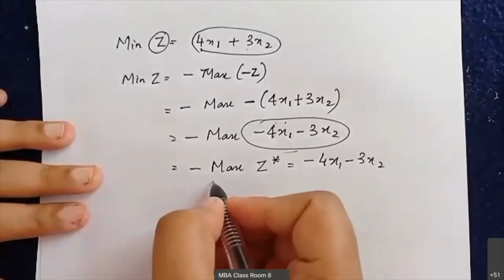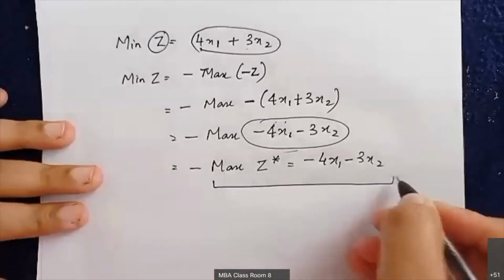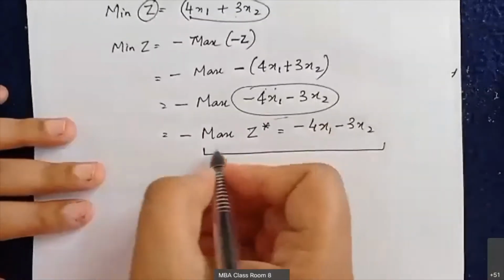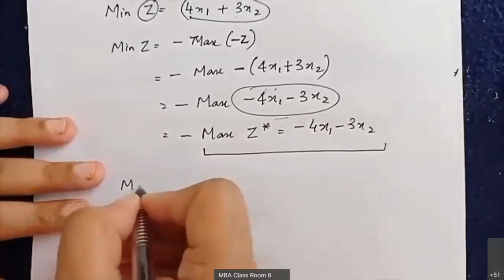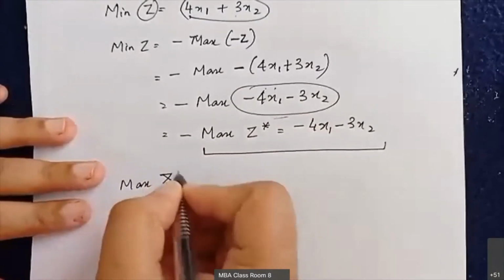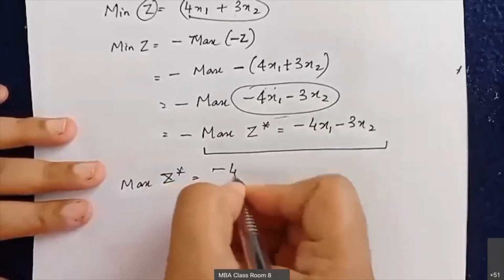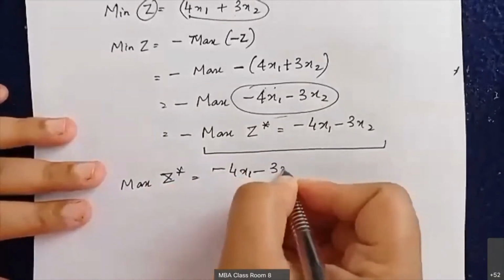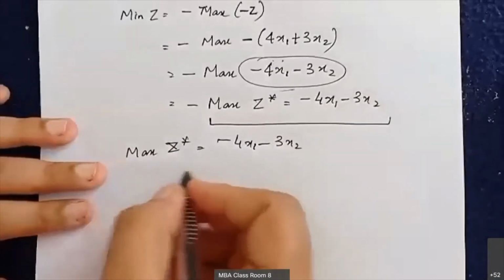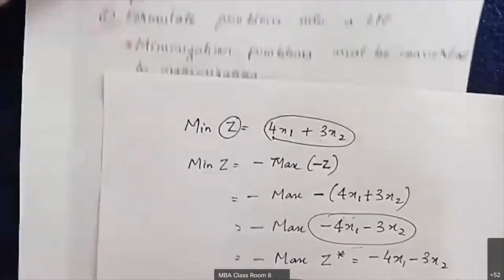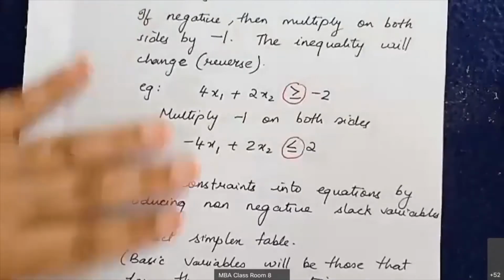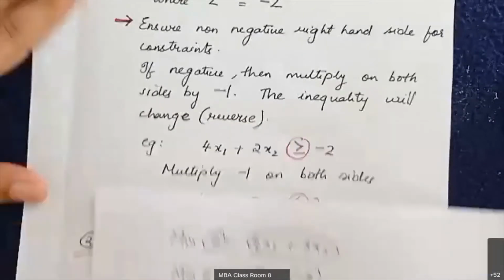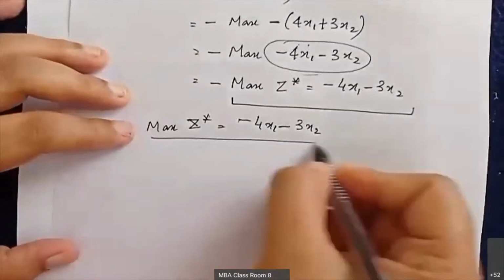You will be solving from this. For the below steps, you will be taking only this much: max of z star is equal to minus 4x1 minus 3x2. And then you will be solving with the usual steps. We see over here we have the usual steps written. So taking these steps, you will be solving this maximization problem.